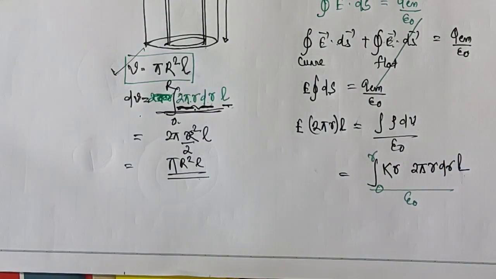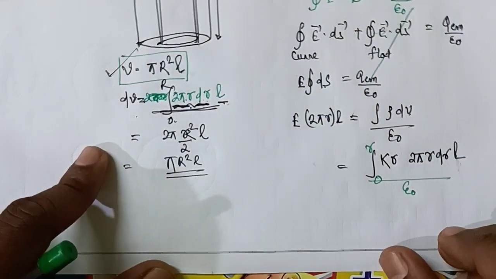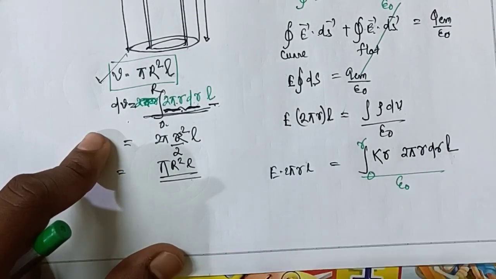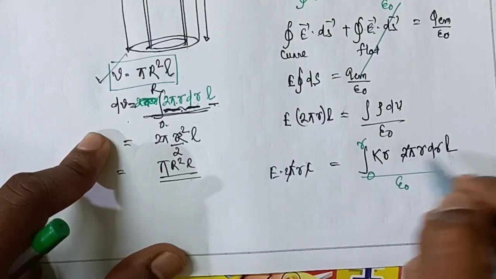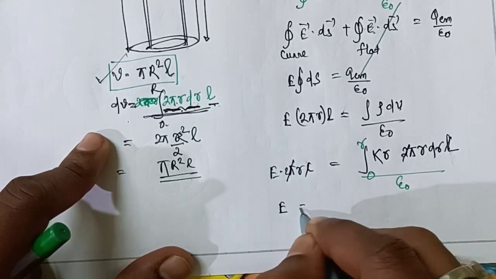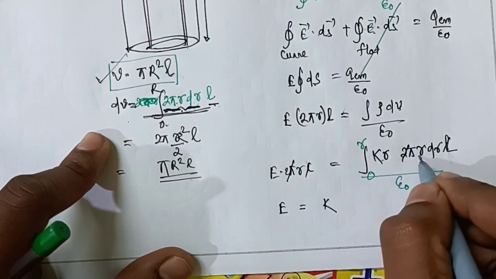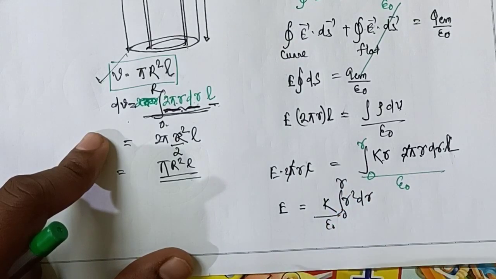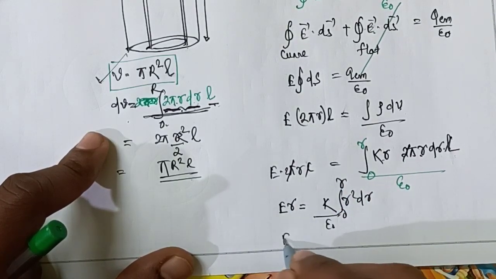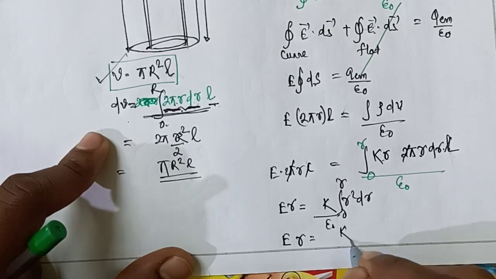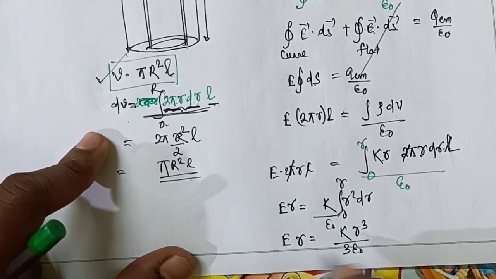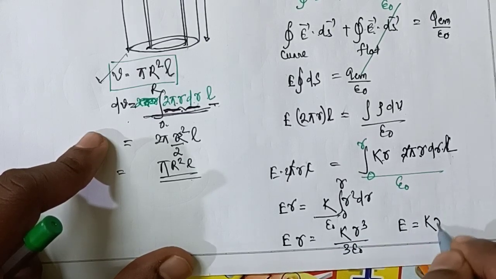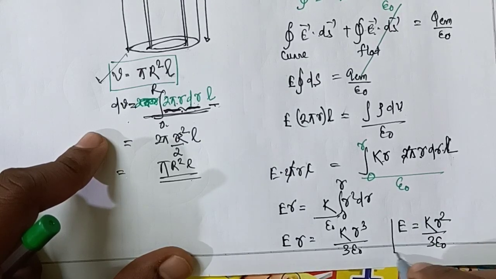I already said if the point is inside, go up to the Gaussian surface; if the point is outside, go up to the body. So this is E into 2 pi rL. 2 pi L automatically cancels. This is E, this is K, and this is r square dr over epsilon naught. Integration limit is 0 to r, and one r is also here. So E r is nothing but K r cubed upon 3 epsilon naught. One r is cancelled. So the expression coming is E equals K r square upon 3 epsilon naught.